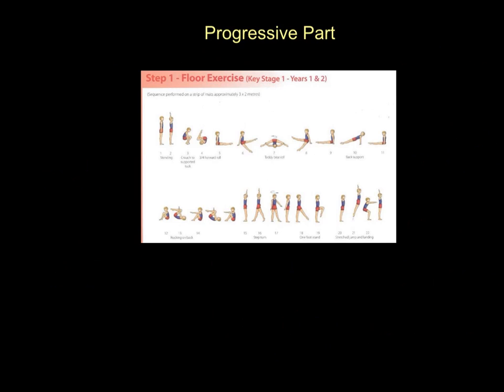Finally, then, we've got progressive part. And what I've got here is just a picture from Classic Key Stage 1. This is primary school gymnastics. So, we're not always talking about elite athletes when we'd use these practice methods. We're talking about all abilities, all age groups, all sports.